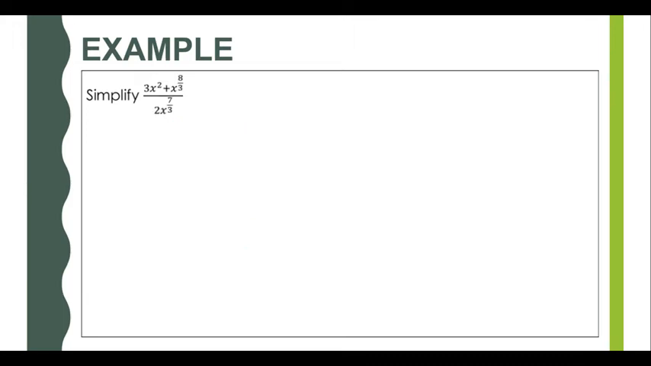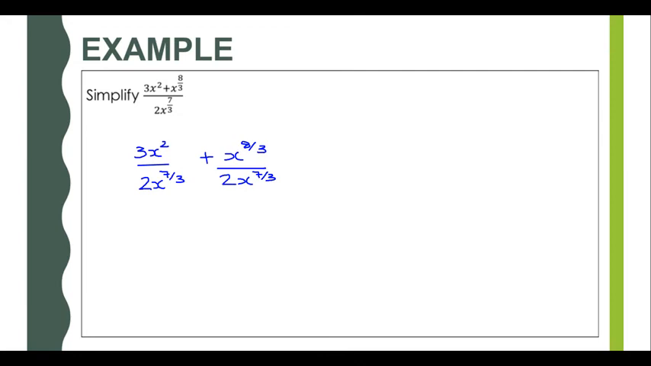Again, this question looks harder, but we do it in the exact same way we did the last question, and we divide each term on the top by the term on the bottom. This gives us 3x squared over 2x to the power of 7 over 3 plus x to the power of 8 over 3 divided by 2x to the power of 7 over 3.